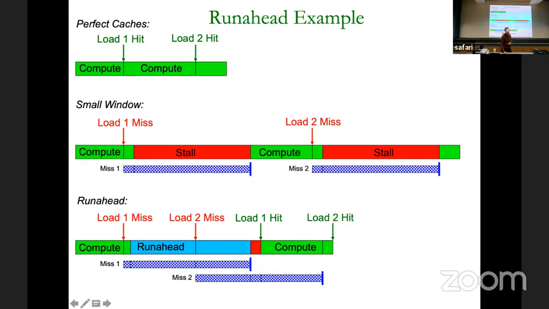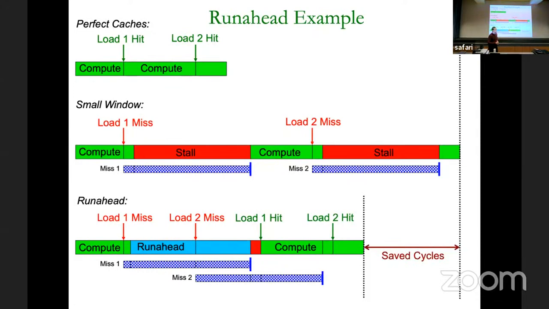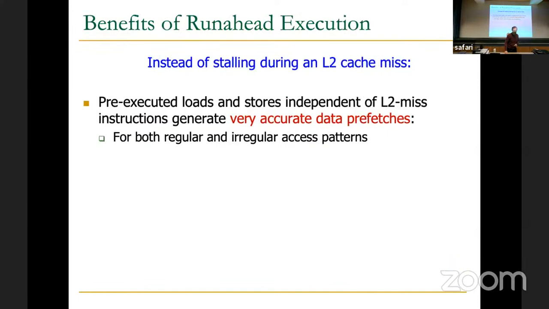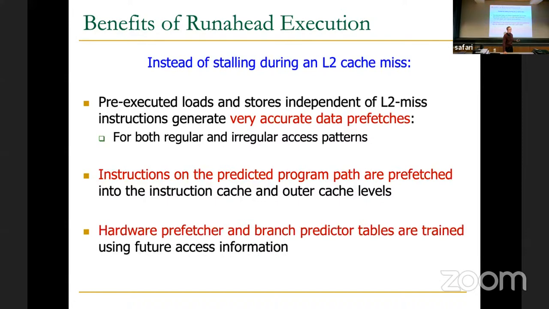Instead of stalling, you're using those otherwise stall cycles for speculative pre-execution, and this parallelizes your cache misses, assuming those cache misses are independent of each other. If the address of this load was dependent on the data coming from this load, meaning if you were doing a linked list traversal, this wouldn't work. We're going to talk about methods to break that dependence, but yeah. Okay, so I've already discussed this basically. Instructions can be prefetched this way also. Basically, it's an automatic method for prefetching data, instructions, and also training hardware prefetcher and branch predictor, as papers show, instead of stalling.